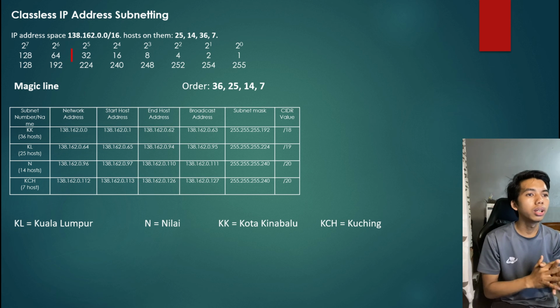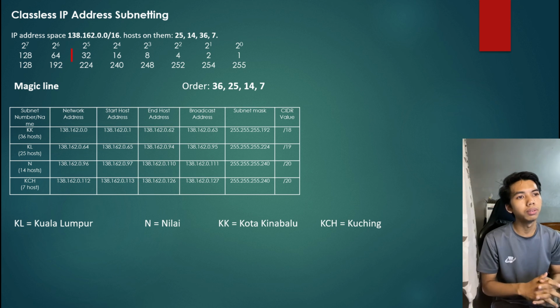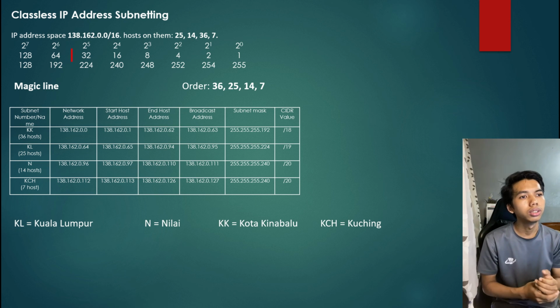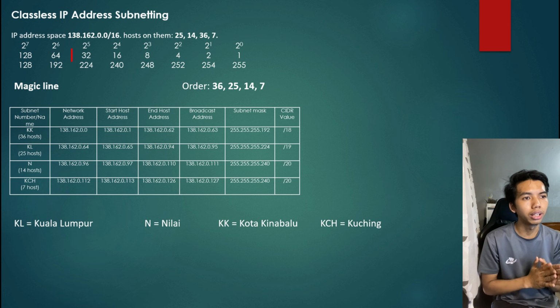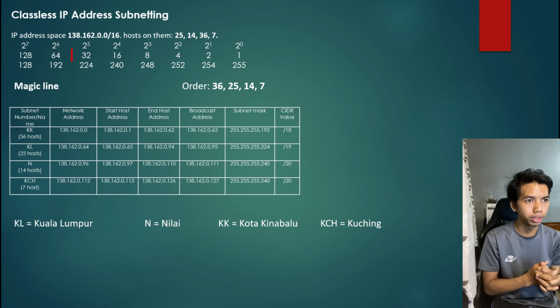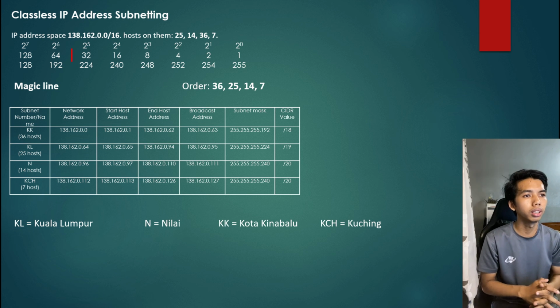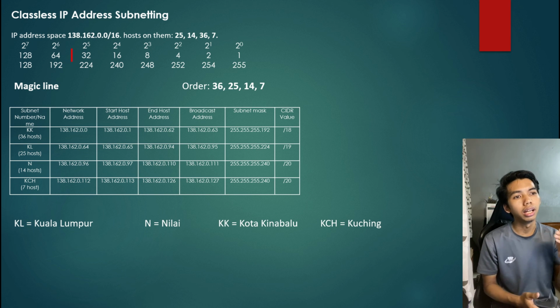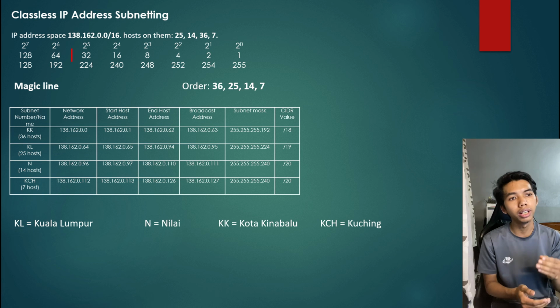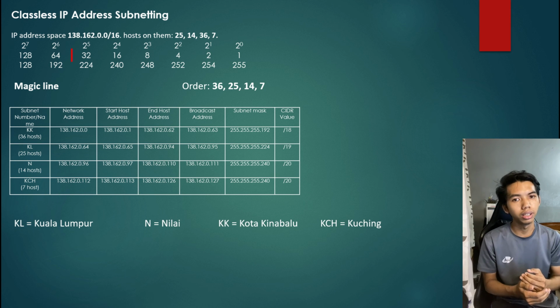So how do we get the network address? For the first one, we simply put the given address. For the start host address, we just add 1 at the end. The end host address and broadcast address can only be found once we find the network address of the second one.